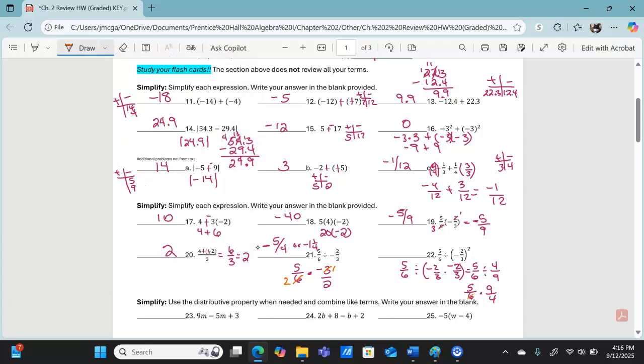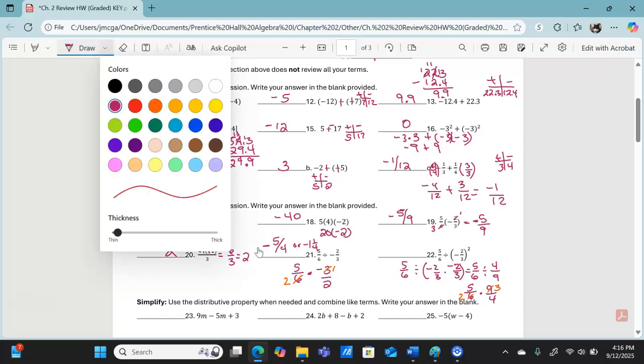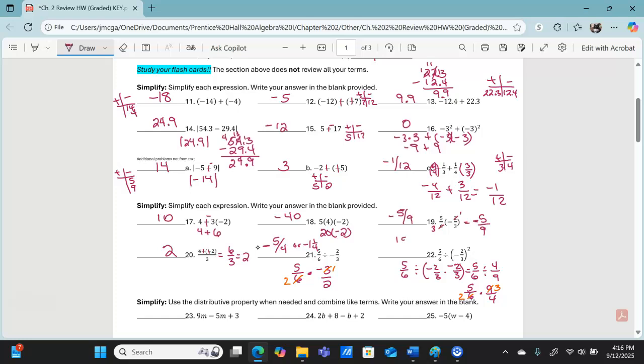And 6 and 9 are both divisible by 3. So 5 times 3 is 15. 2 times 4 is 8. Again, you may leave that as an improper fraction. If you wrote it as a mixed number, it would be 1 and 7/8.